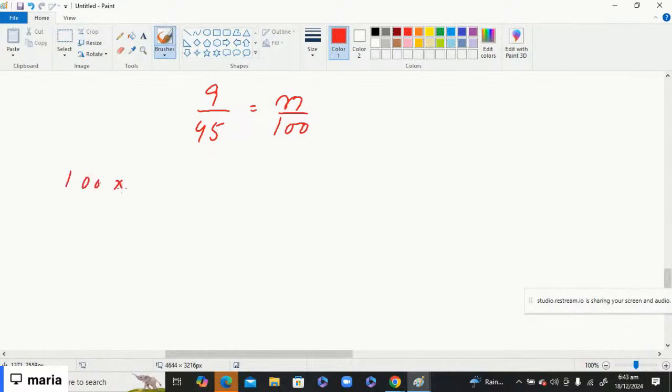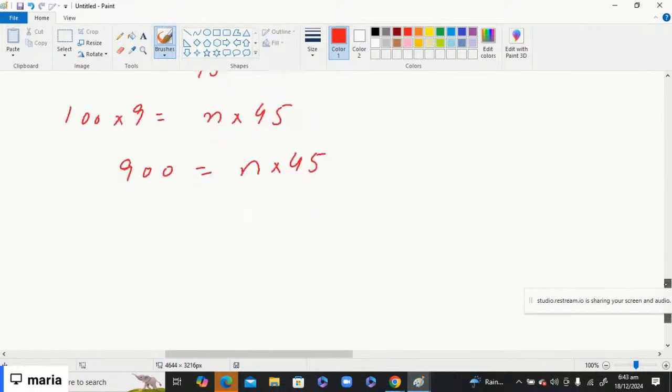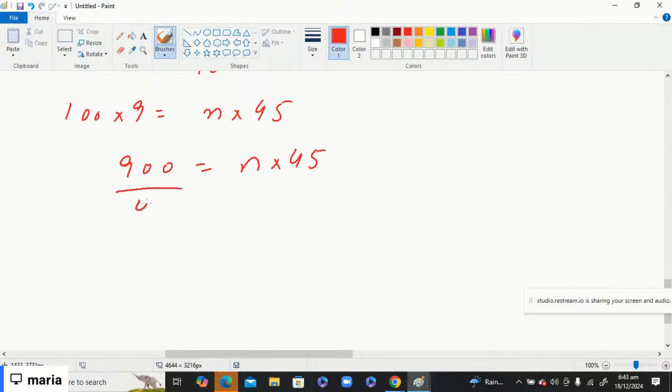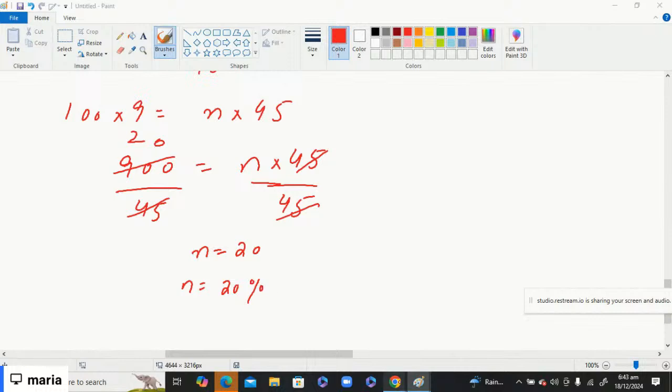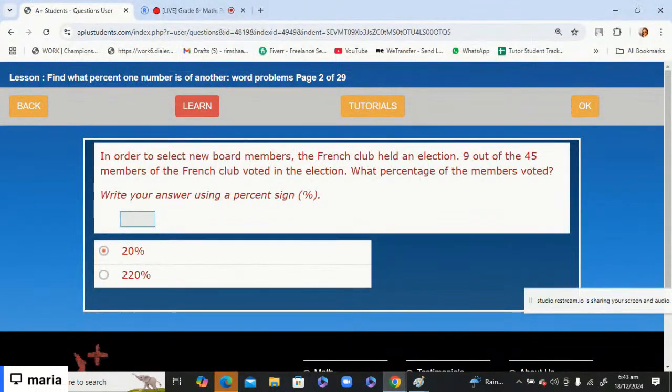So 100 times 9, and n times 45. This is 900, which equals n times 45. So dividing on both sides by 45, this is 20, and n is equal to 20%. Yes, this is the answer, that is 20%.